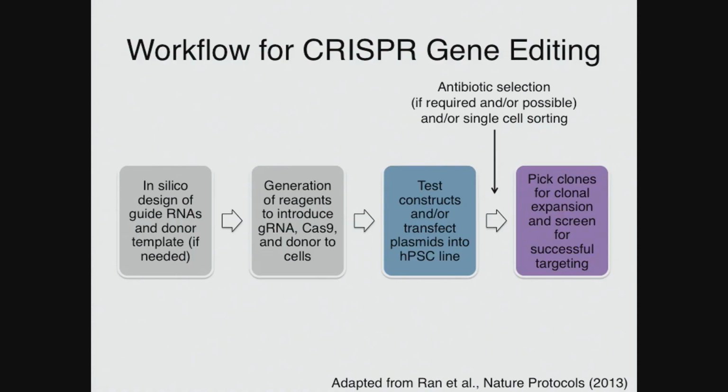Cool. Okay, so now maybe more relevant to this course: you have a guide RNA, maybe you have a donor, but now the important thing is actually targeting an iPS line with these constructs. You can test the constructs in advance, or you can transfect them directly into your iPS line, which is what I normally recommend. Then you want to perform antibiotic selection if possible, and I'm going to talk a little bit about single cell sorting, and then clonally expand and screen for successful targeting.